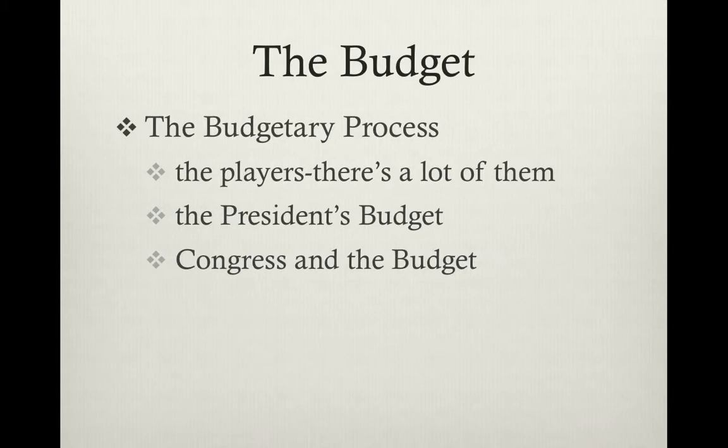Okay, let's look at the budgetary process, and let's mostly look at the players that we're talking about here. And there are a lot of players in this process. First of all, you have the president. The president, along with the Office of Management and Budget, finalize a budget, and they send it to Congress, and they try to persuade Congress to follow the president's recommendations.